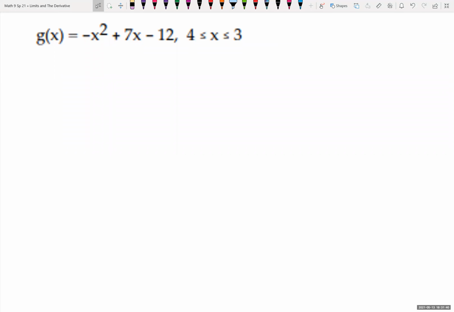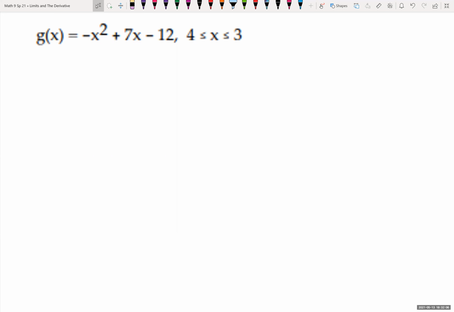Okay, so same sort of example. We're trying to see if there's any absolute max, absolute min. We're given an equation though. So we have g of x is equal to negative x squared plus 7x minus 12. And we want to find the absolute max, absolute min on the interval 4 is less than or equal to x is less than or equal to 3.